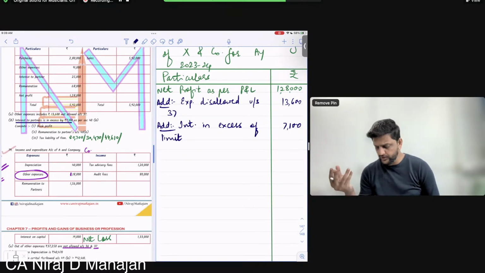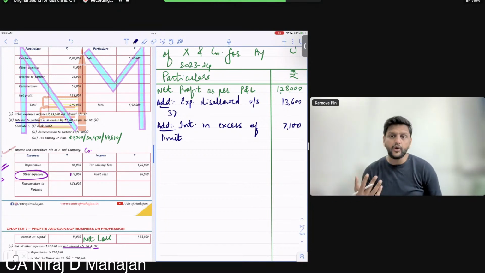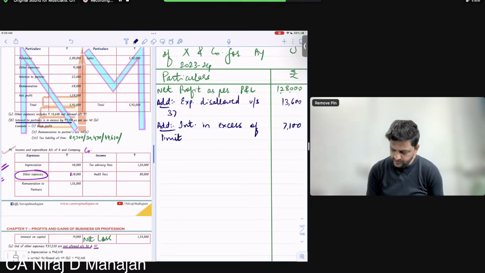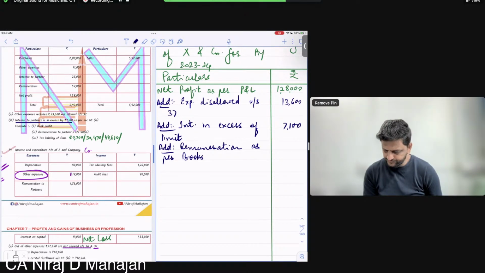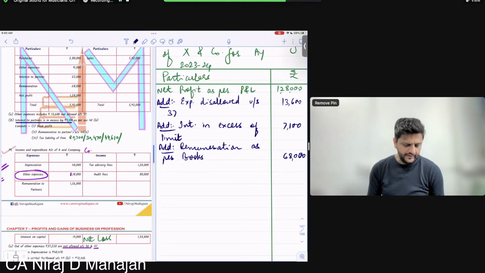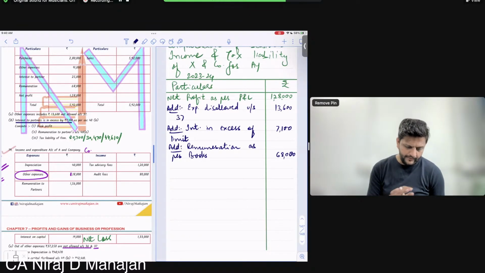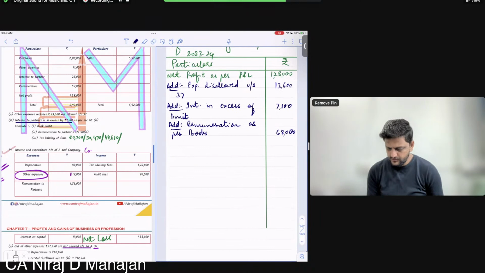Is depreciation given to you? Nothing. Not given. Nothing about depreciation at all. है ना? But again, what will you disallow? बच्चों remuneration also will disallow. So if I add remuneration as per books. How much? 68,000. Anything else to disallow or allow? Nothing. Okay. So that is my book profit.